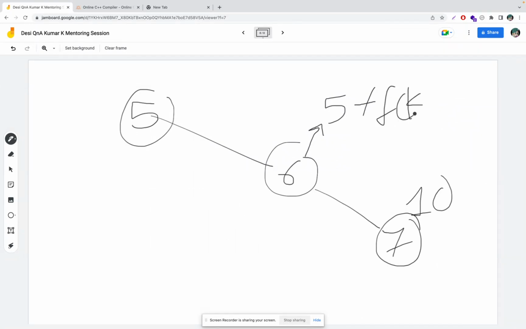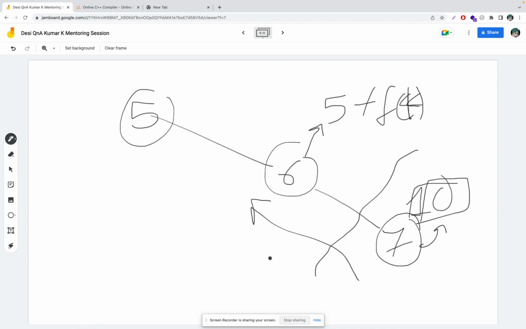Okay guys, I hope this is clear. So f of 4 we have already calculated at the 7th node, which is 10. Now we are going from down to up, so whatever answer we got below, we will propagate it up. So f of 4 is 10. So 5 plus 10 is 15.